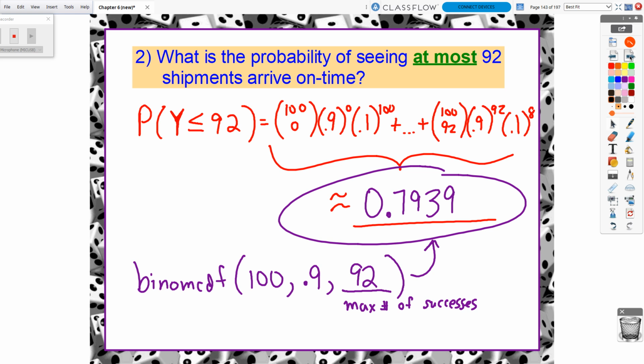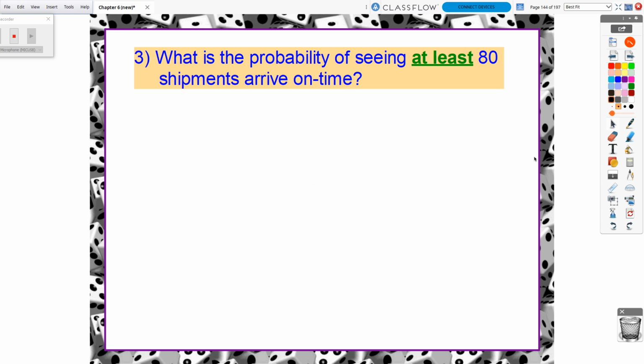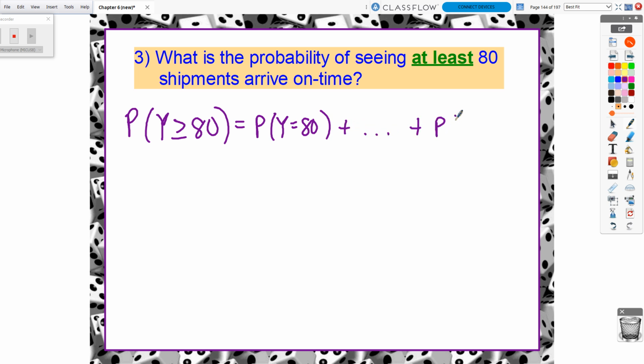Now, for the third scenario, we're switching around the inequality here. So how would this one be written out? At least 80 shipments arrive on time. So we want 80 or more. This means we're really starting with the 80 scenario, and we're working our way up to perfection.